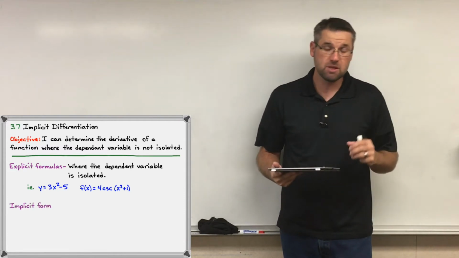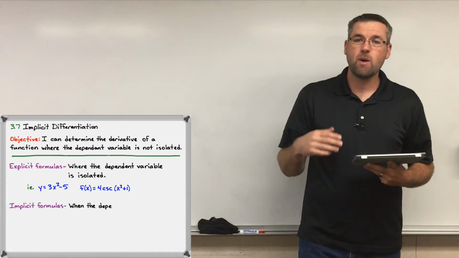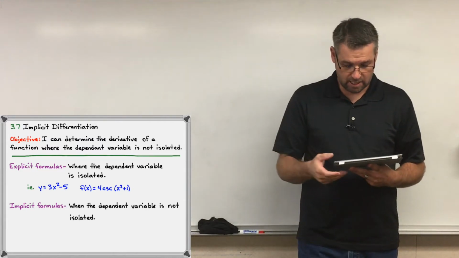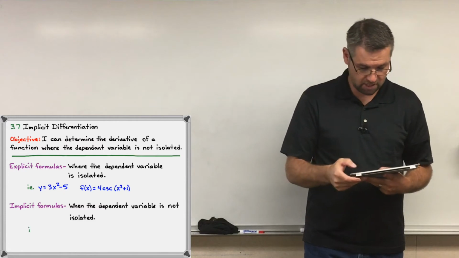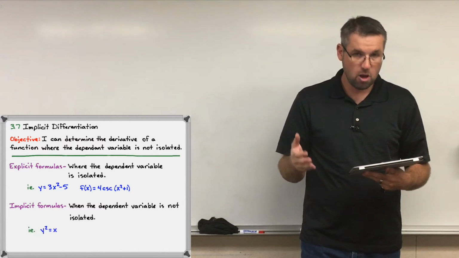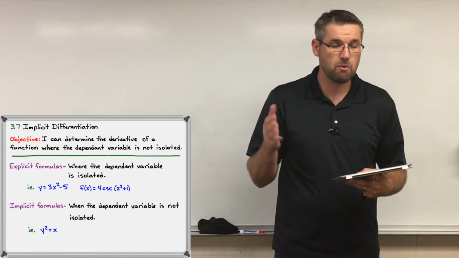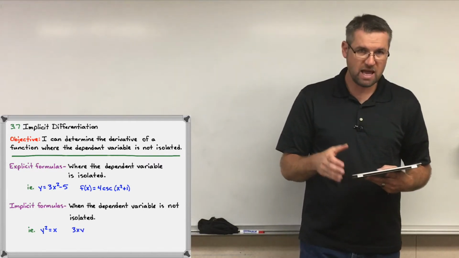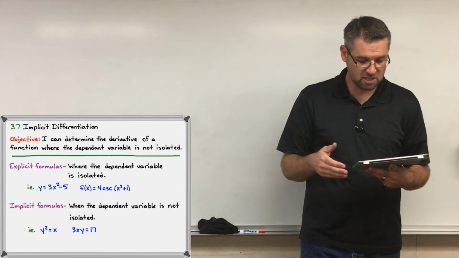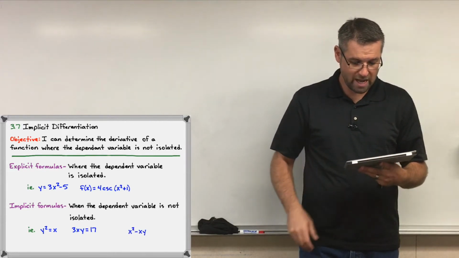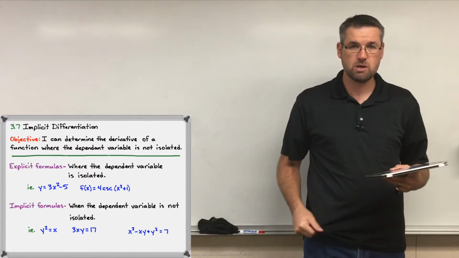So for implicit differentiation, we don't have to have the dependent variable isolated. It can just be part of the rest of the equation. So for example, y squared equals x. We don't have y by itself here. Now we could get y by itself, but that actually might cause more problems than it's worth. Or 3xy equals 17. Or x squared minus xy plus y squared equals 7.